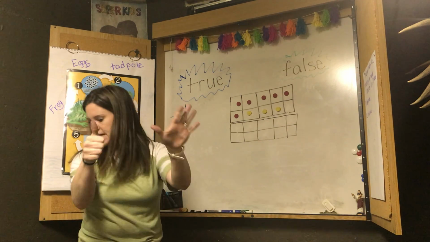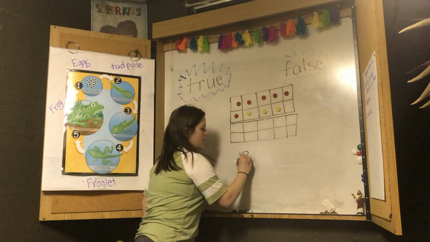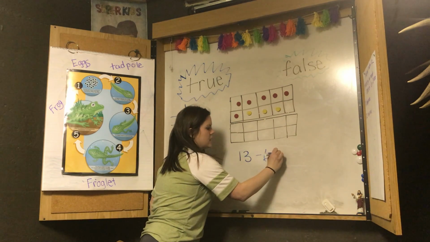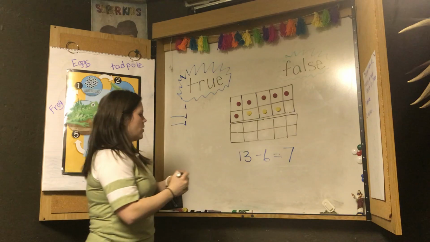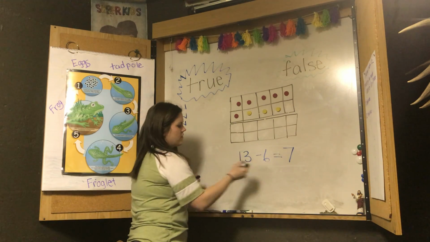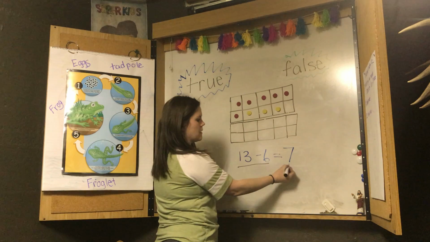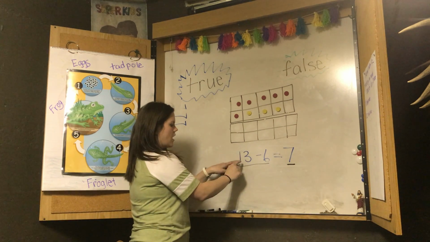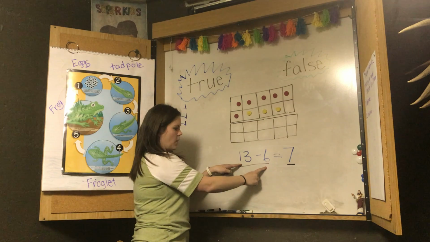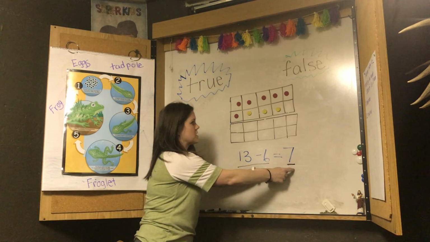Okay, number 6. 13 minus 6 equals 7. So, is this side of the equation, our subtraction equation, equal to or the same as this side of the equation? Let's find out. I'm starting with my whole, taking away a part to see if this is the accurate missing part, if this is the true missing part.